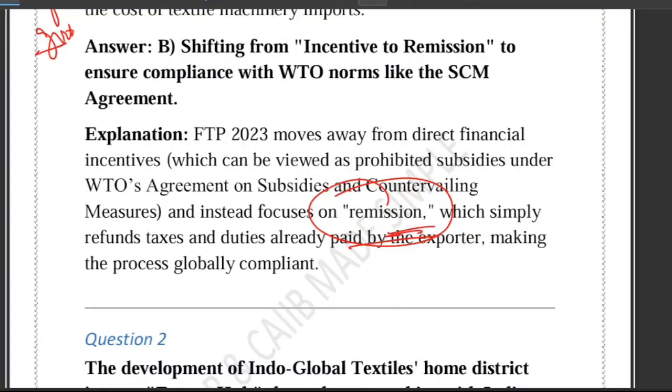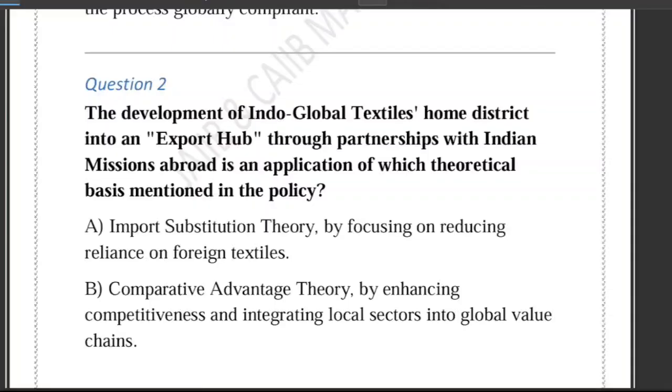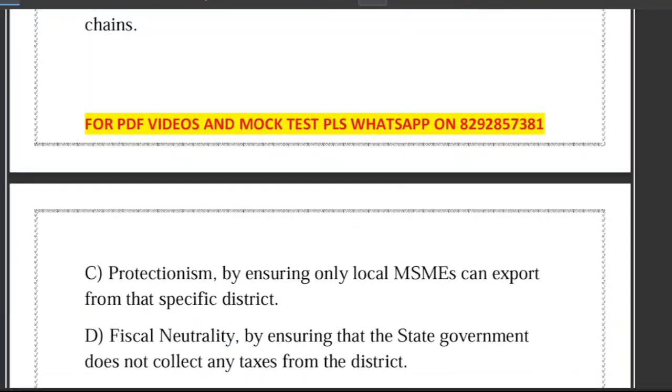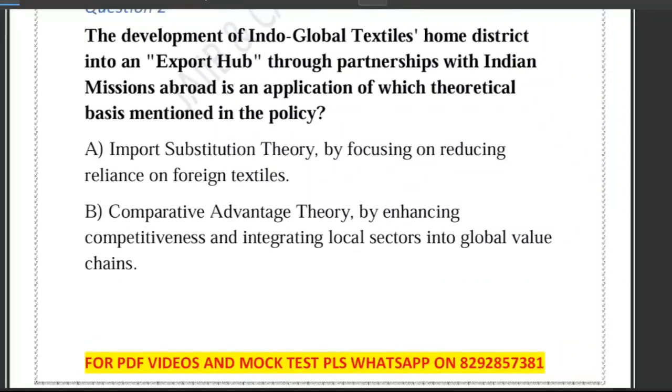Now the next question: the development of the Indo-Global Textile Home District into an export hub through partnership with the Indian Mission Abroad is an application of which theoretical basis mentioned in the policy? The options are: A, import substitution theory; B, comparative advantage theory; C, protectionism theory; and D, fiscal neutrality theory, by ensuring that the state government does not collect any tax from the district. Very good question.